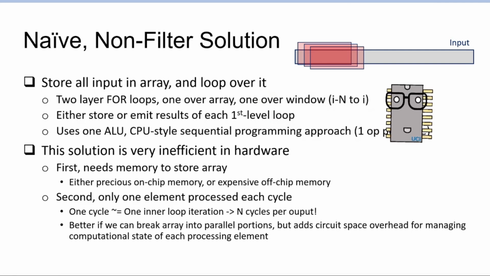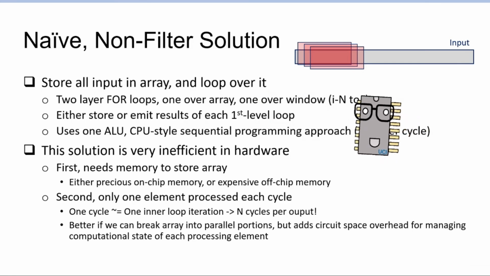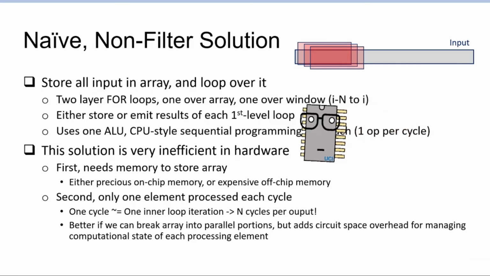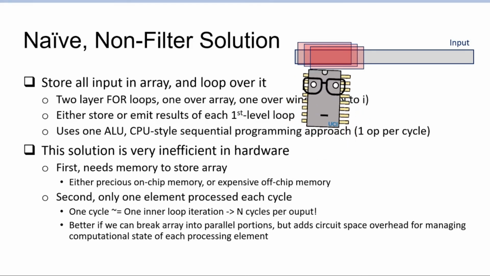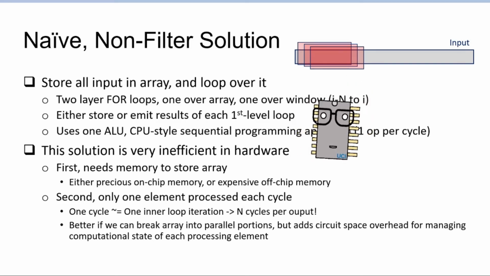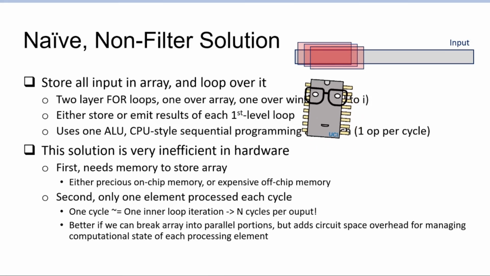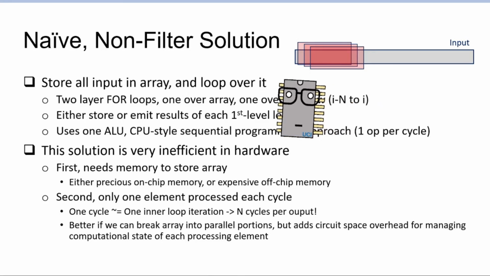So we will have a 2-layer for loop, and for every first level loop, so for each of these red boxes, we will either store or emit one result of the filter. And because we have two-level for loops, at each of the innermost for loop iterations, we'll be looking at a single slot in this red box.